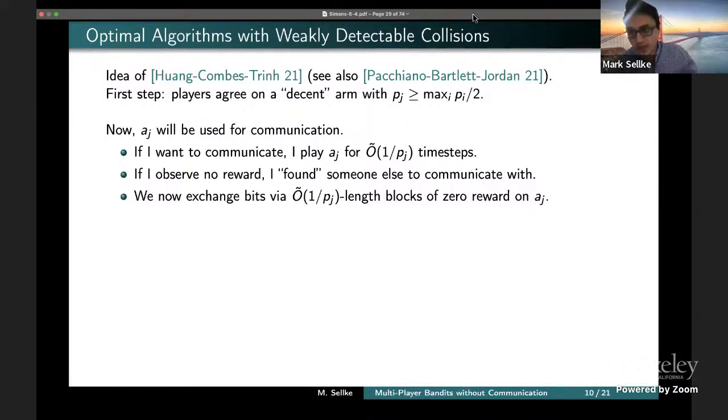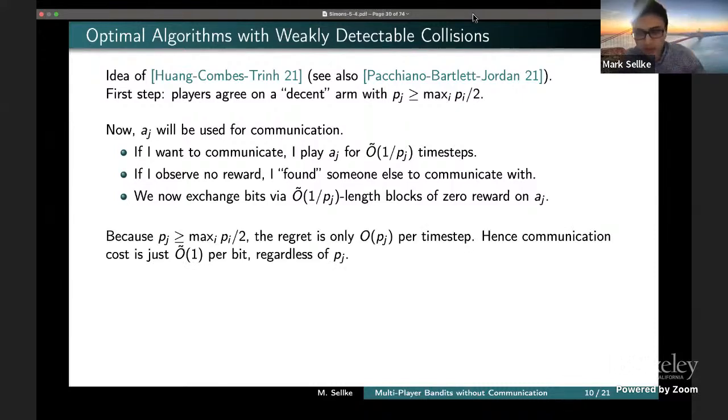Like in this first phase, I have some decent estimate of its reward probability PJ. I know that if I play it for a lot more than 1/PJ time, it should give me a reward. So if it doesn't give me a reward, I know someone else is on the other side of the wall trying to talk to me also. So if I don't see any reward, then we try to talk to each other, and we just do this by exchanging bits using, again, just blocks of time when there's no reward on this arm. So somehow you can implement this.